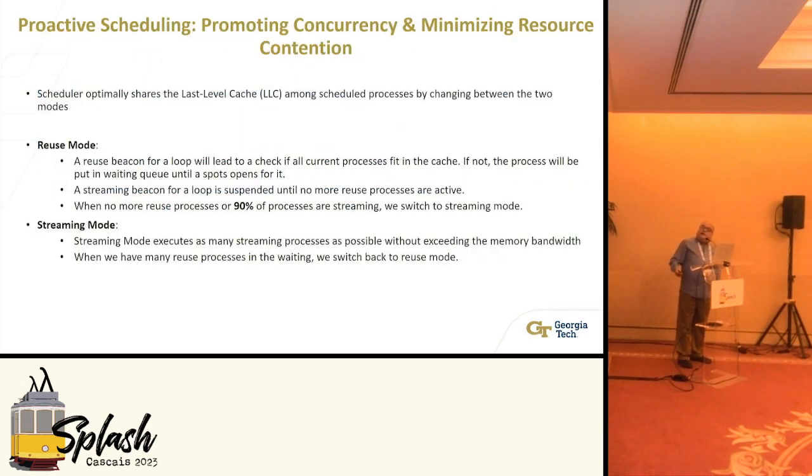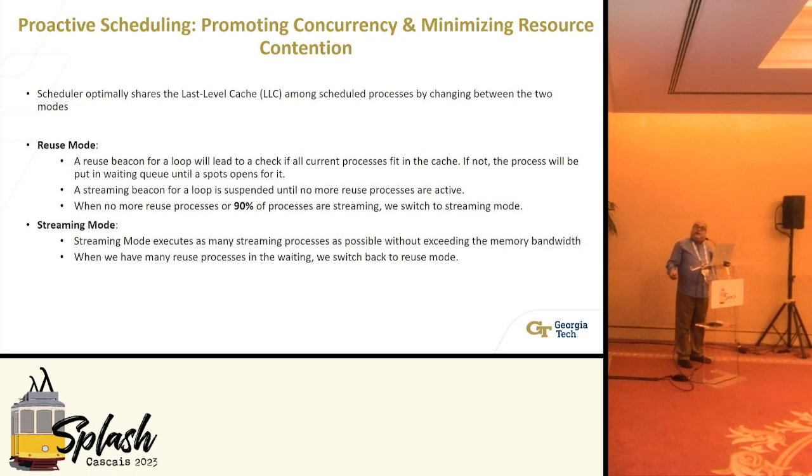And then we have the second component of this, which is a scheduler, which has two modes, a reuse mode and a streaming mode. So what happens is, if the reuse distance is small, we classify it as streaming, and then we maximize the concurrency here in the reuse mode. However, we do not allow the cache to become stressed so that it causes thrashing.